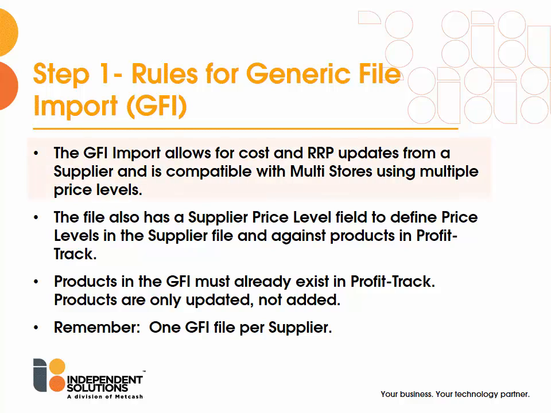The GFI import allows for cost and RRP updates from a supplier and is compatible with multi-stores using multiple price levels. The file also has a supplier price level field to define price levels in the supply file and against products in ProfitTrack. Products in the GFI must already exist in ProfitTrack. Products are only updated, not added. And remember, one GFI file per supplier.